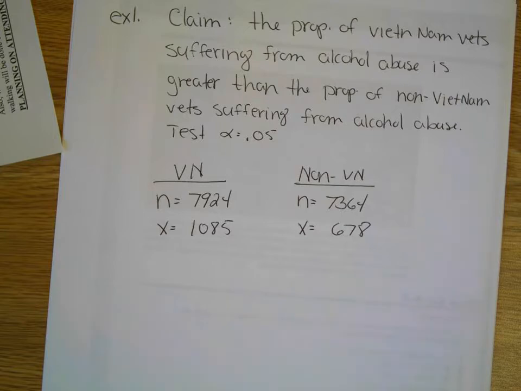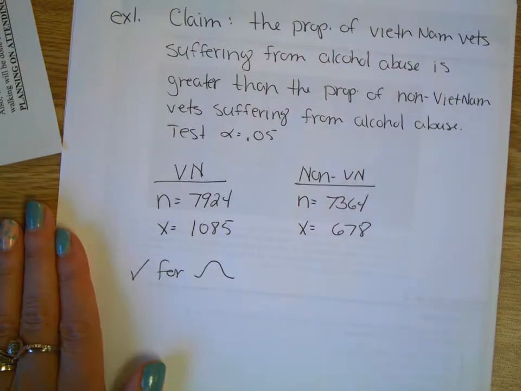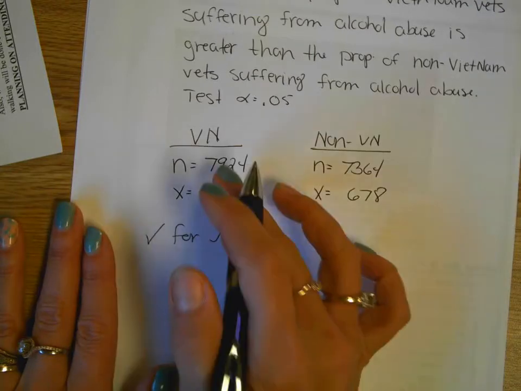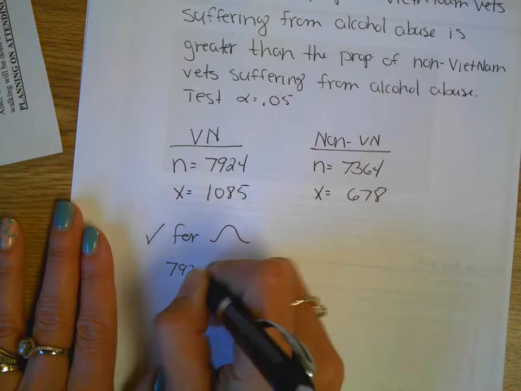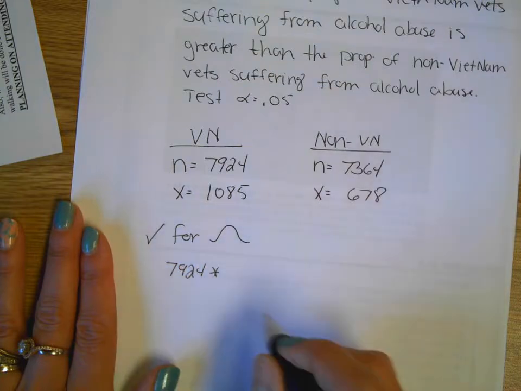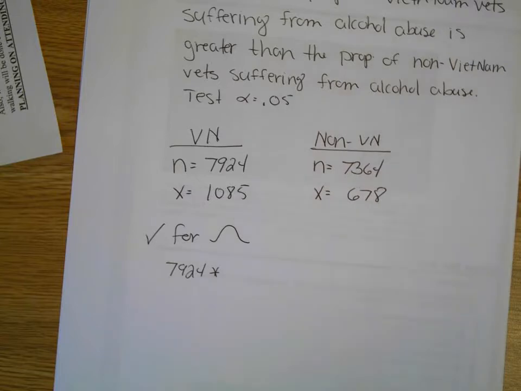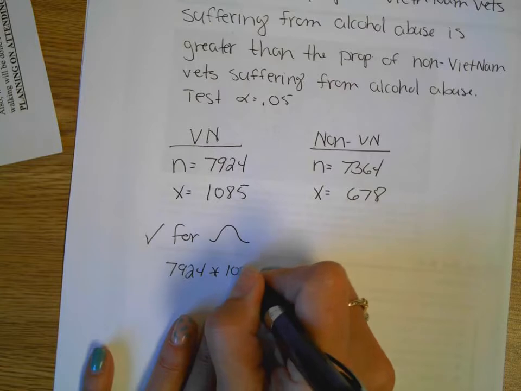Okay, we need to check that the sample sizes are large enough. So check for normal. Yeah, they look quite large. So it's sample size times the percent of success, and success is suffering from alcohol abuse, bad thing, but that's what we're looking at, so that's falling into our success category. Our percent would be these two divided.